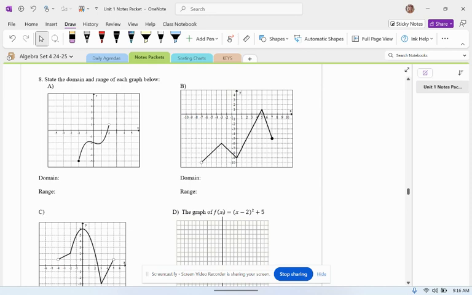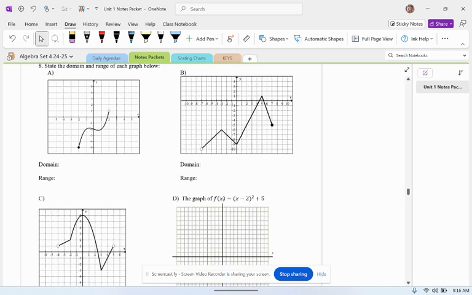Question number 8. This is the real meat and potatoes of domain and range here, okay? A lot of times you will be getting a graph, and from the graph you have to visually be able to identify the range and the domain. So I like to make sandwiches. What do I mean by make sandwiches?